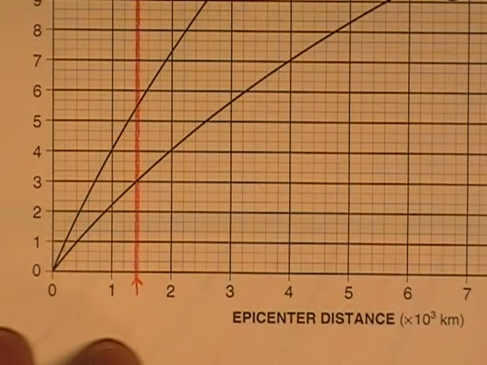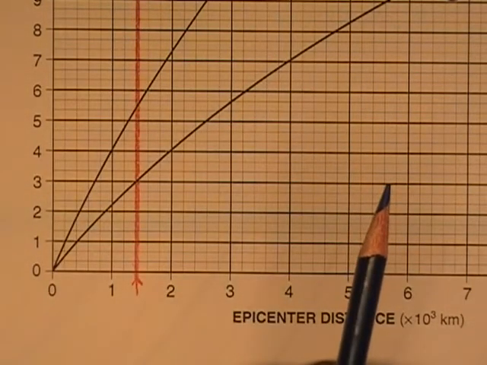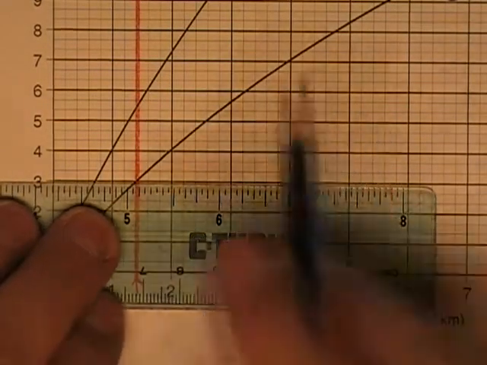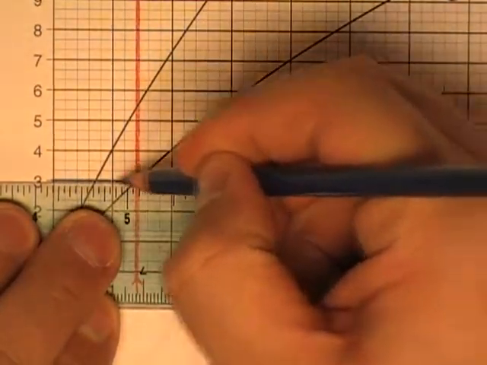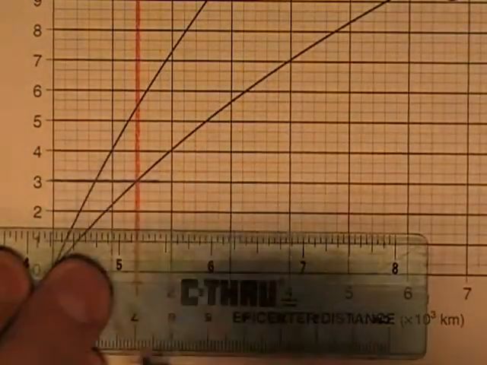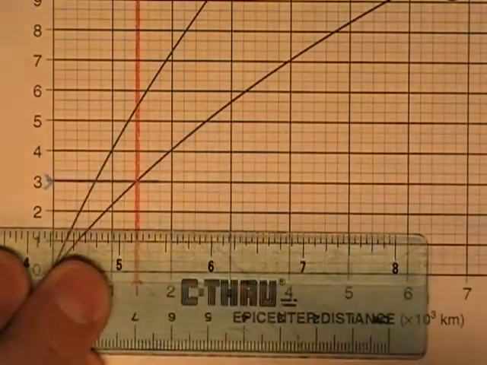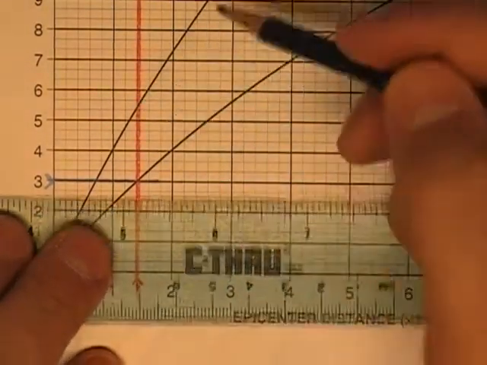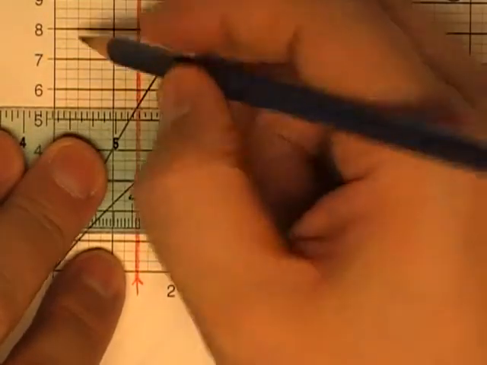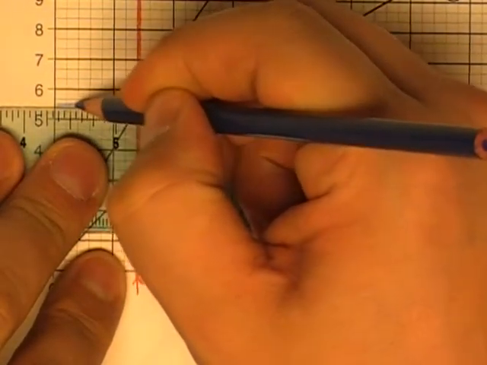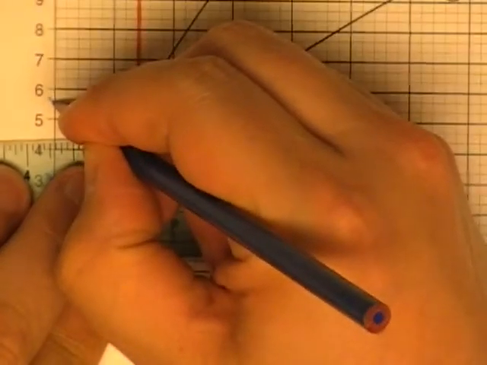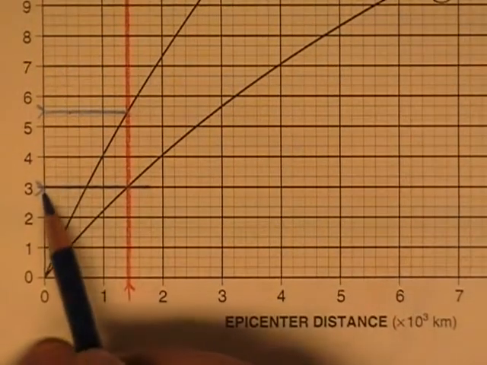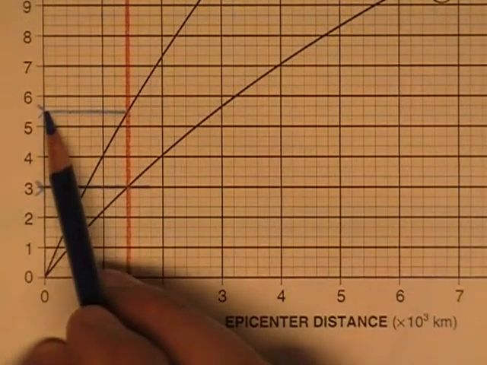Now, I can determine the P wave travel time for this particular earthquake by finding where the red vertical line intersects with the P line. So the P wave travel time in this case was approximately 3 minutes. The S wave travel time is done the same way, where the vertical line crosses the S wave. In this particular case, it crosses about halfway into the block. So here we can see that the P wave travel time was approximately 3 minutes, and the S wave travel time was approximately 5 minutes and 30 seconds.